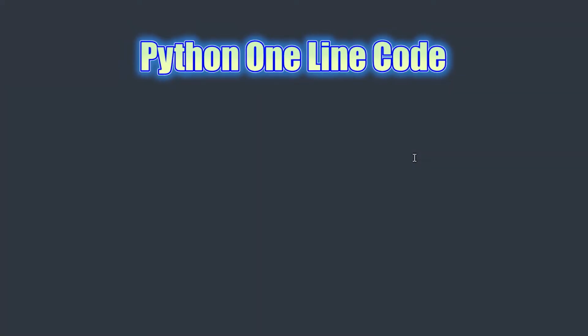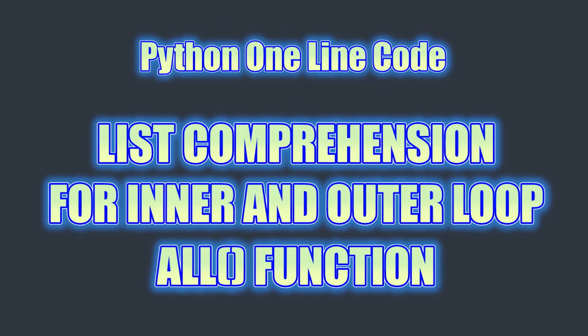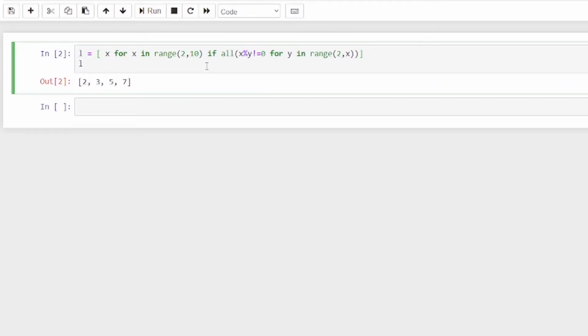So by keeping these three concepts in mind, that is list comprehension, for outer loops and for inner loops, and the all function, we can see how to generate prime numbers in one line using Python. So let's get into how we can generate that code for prime numbers. Let's take an example 7 to see how this program works.